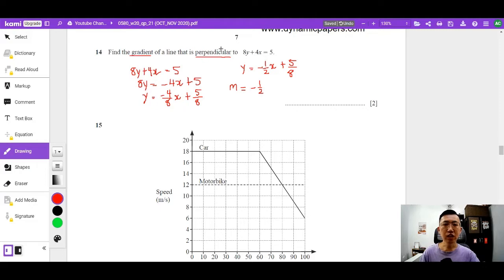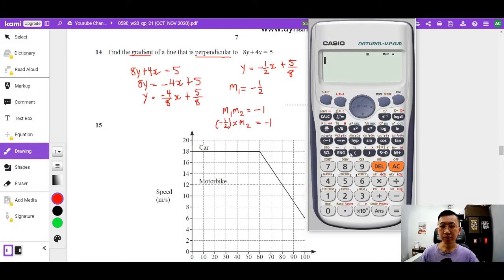But if you are finding the one that is perpendicular to your equation right here, you need to use another formula. So your formula here is m1 times m2 is negative 1. Okay, so m1 is this gradient over here, negative half, times your m2, which is your perpendicular gradient. Then the formula says equate to negative 1. Alright, so what is your m2 right here? So you take negative 1 divided by negative half. Do that. Negative 1 divided by negative half, 0.5.